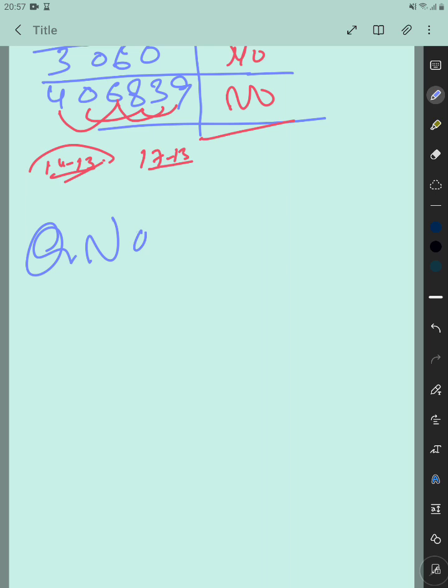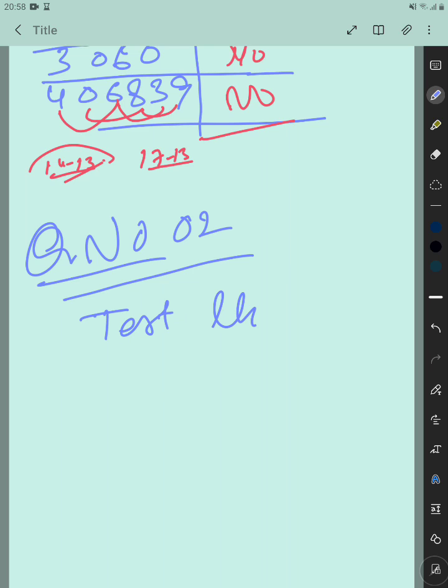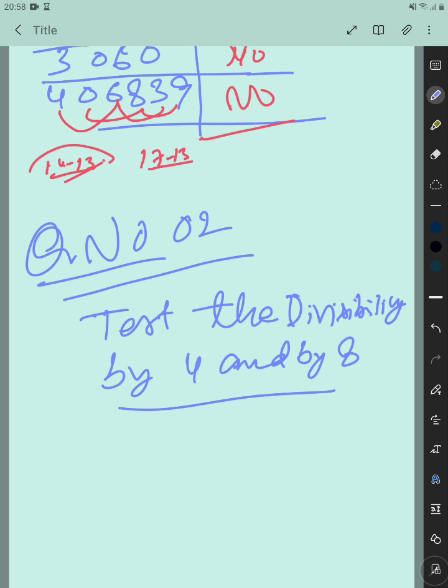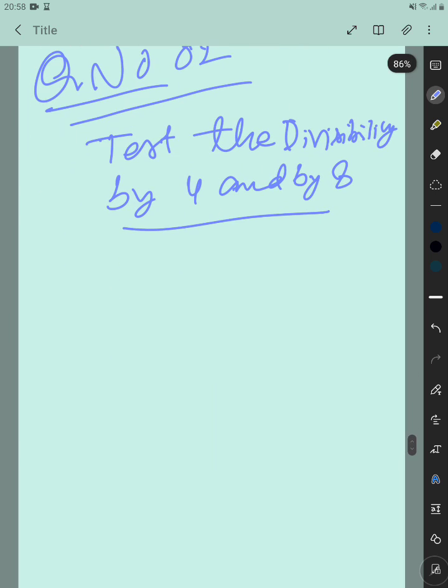Question number 2. So what is question number 2? Using the divisibility test, we need to determine which of the following numbers are divisible by 4 and 8. So we need to test the divisibility by 4 and by 8. So both numbers will be tested. First of all, we'll explain how to find out the divisibility by 4 and 8. We have already explained, but we explain again.